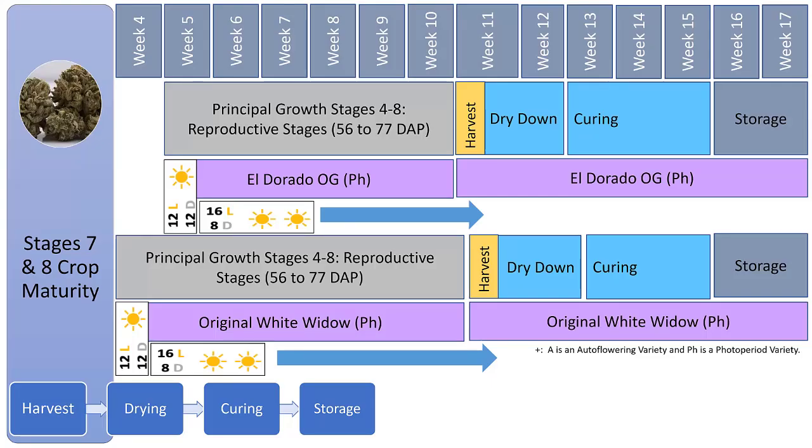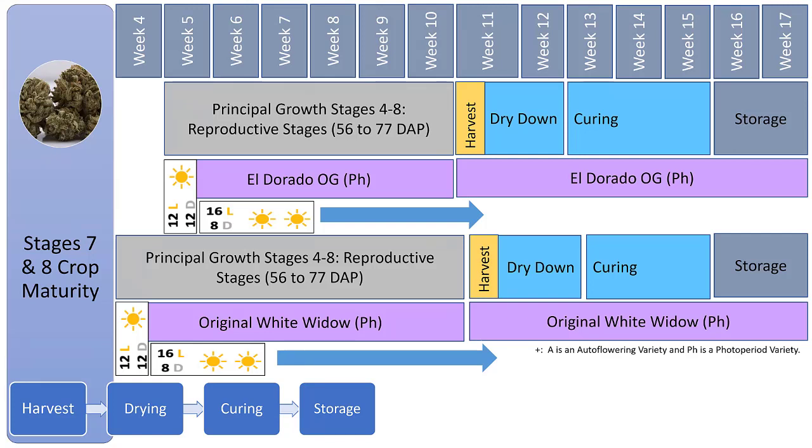Okay, finally, we come to the harvest and post-harvest stages. In both of our example varieties, they finished up their reproductive stage at the end of week 10, and then we can harvest in week 11. Dry down is usually 1 to 2 weeks post-harvest. So we'd finish dry down on week 12, curing week 13 to 15.